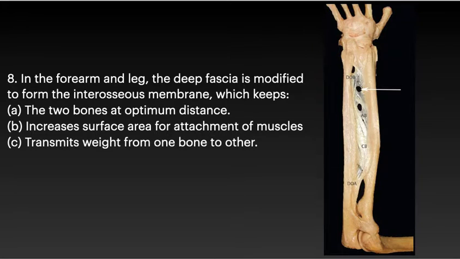The deep fascia is modified to form the interosseous membrane, which keeps the two bones at an optimum distance, increases surface area for attachment of muscles, and transmits weight from one bone to another.